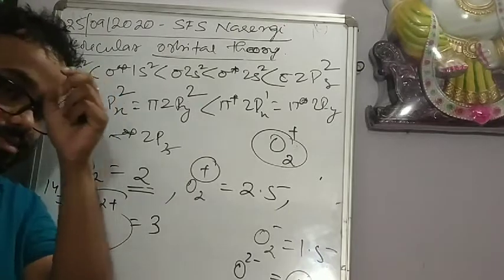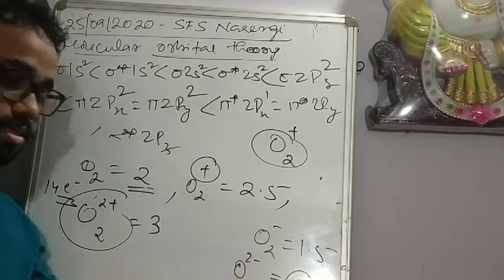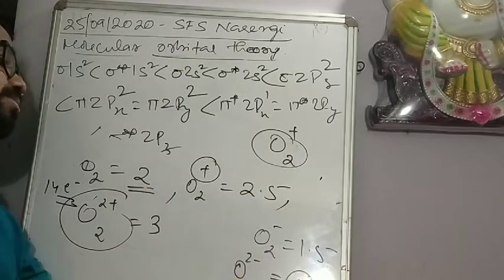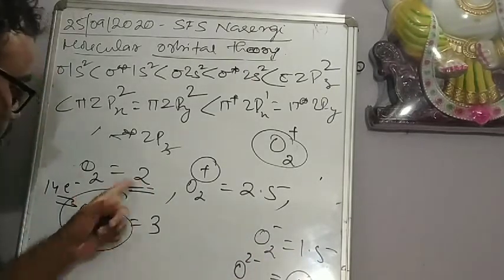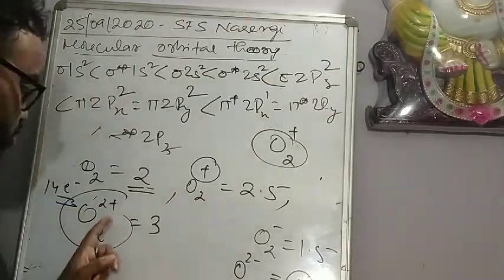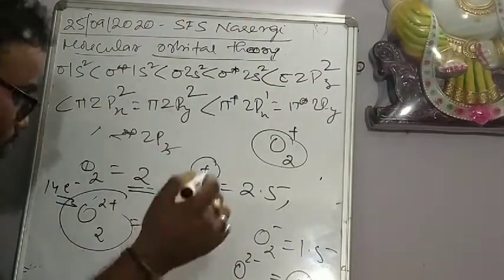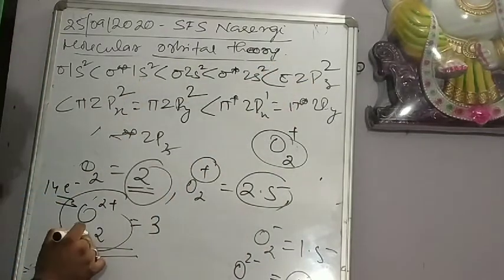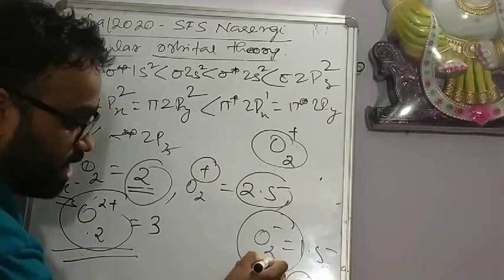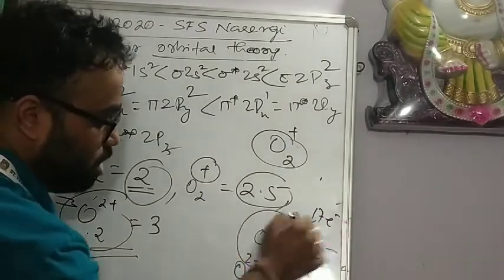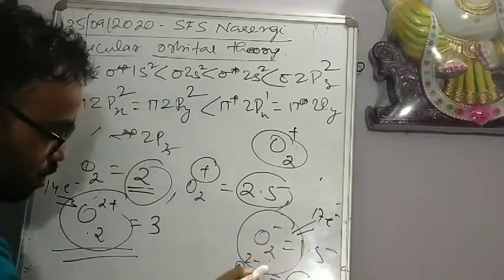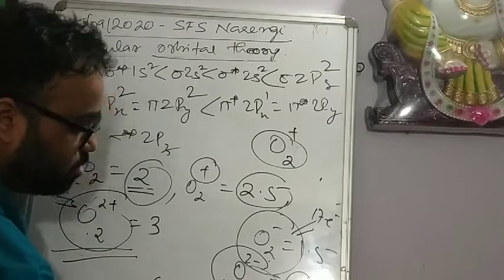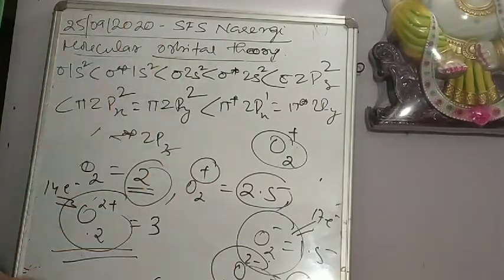And O2 2 minus will be 1. Very important thing: if you put a minus, the bond order decreases. So O2 was 2, O2 minus is 1.5, O2 2 minus will be 1. And O2 plus was 2.5, O2 2 plus will be 3. At home, you take out O2 minus by this method. O2 minus will have how many electrons? 2 into 8 is 16, plus 1, 17. And O2 2 minus will have 2 into 8 is 16, plus 2, 18 electrons. So this part you do at home.